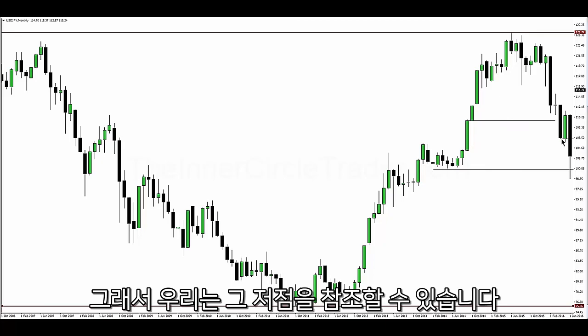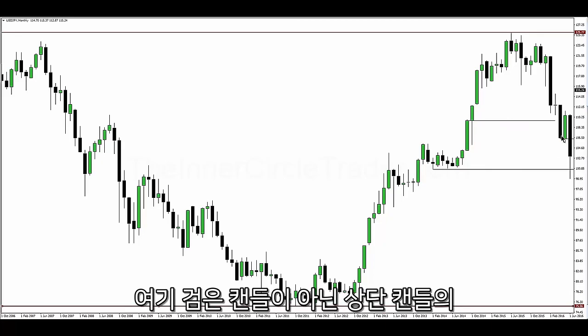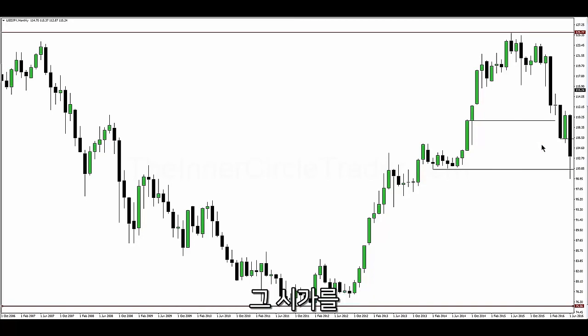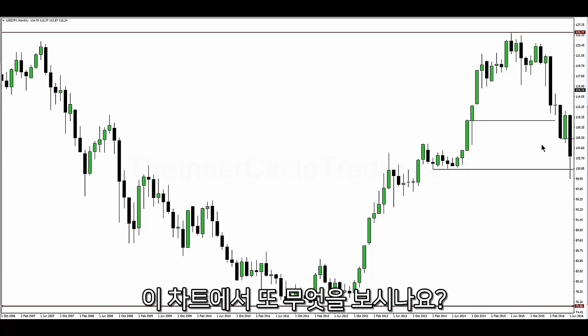So we can reference that low, the up candle, not the black one here, the up candle, that opening. I'm measuring that opening price and extending in time. And what else do you see on this chart?